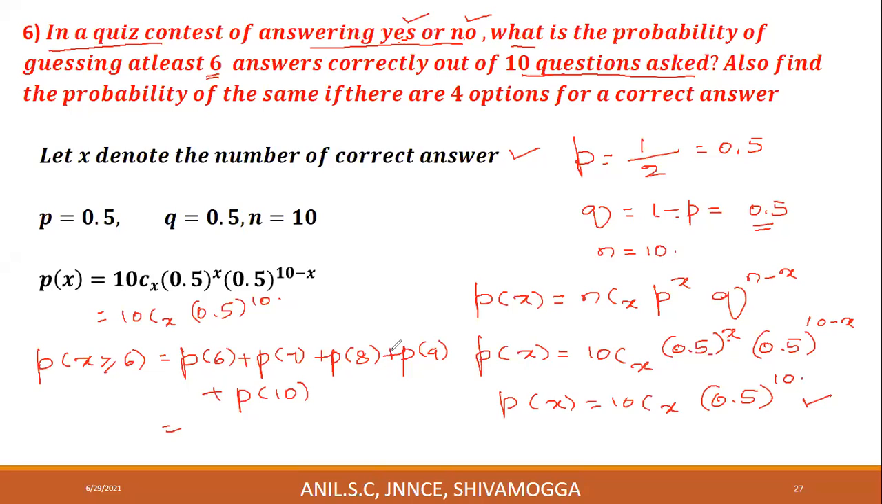0.3769. That's right. 0.3769 can be approximated to 0.377. Both are right.